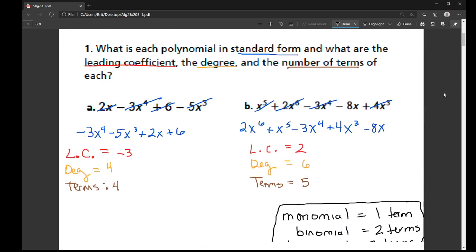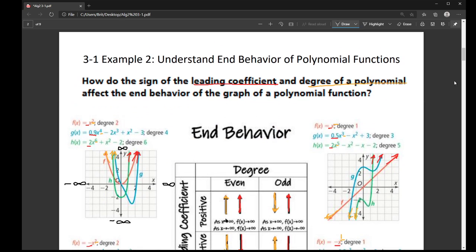So there you have it. That is how we understand some of the end behavior of polynomial functions.